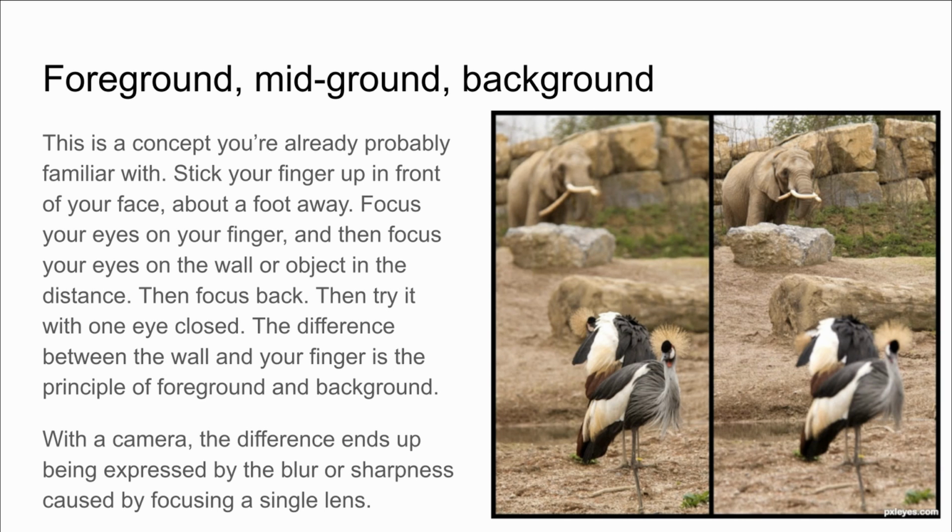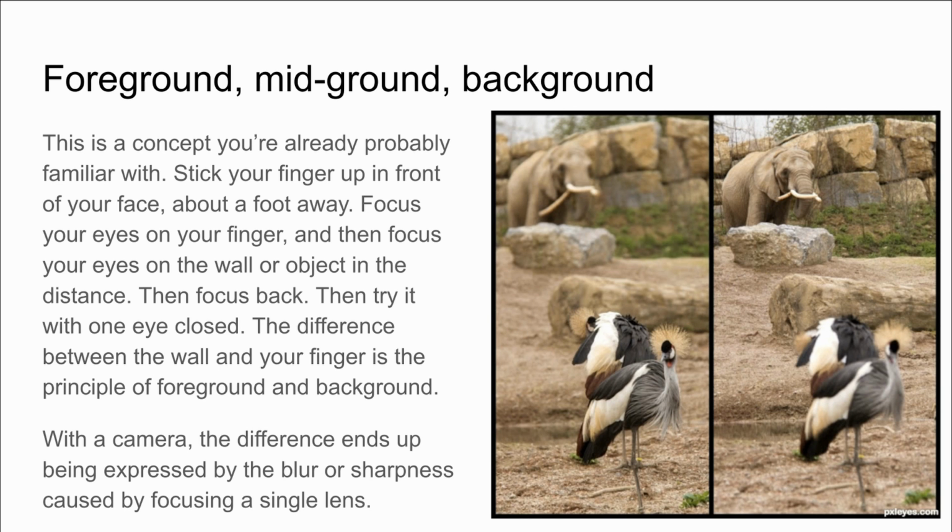Okay, so foreground, midground, background. This is a concept you're probably already familiar with. Stick your finger up in front of your face about a foot away. I've got my finger about a foot away from my face and a foot away from my computer camera. Focus your eyes on your finger, and then focus your eyes on the wall or object in the distance. Then focus back. Try it with one eye closed. The difference between the wall and your finger is the principle of foreground and background.